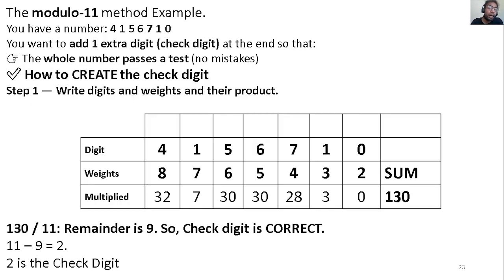Okay, we will go for the modulo 11. The modulo 11 example is the second method. The previous method is ISBN-13 and this is the second method, modulo 11, to generate a check digit.